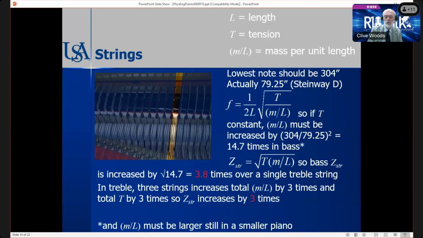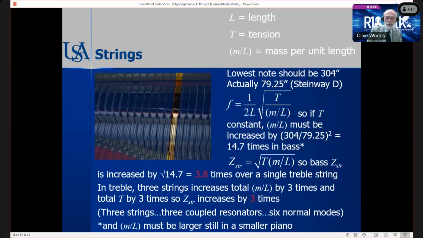Now what you're all saying is, but why don't we have 4 strings in the treble? Because that would be closer to 3.8, which is what we need. And I think the answer to that one is that most manufacturers have decided that 3 strings per note in the treble is just enough, and we can't really complicate things anymore by having 4 strings per note. That would just be too much. Although there are a few manufacturers who make pianos with 4 strings per note in the treble.